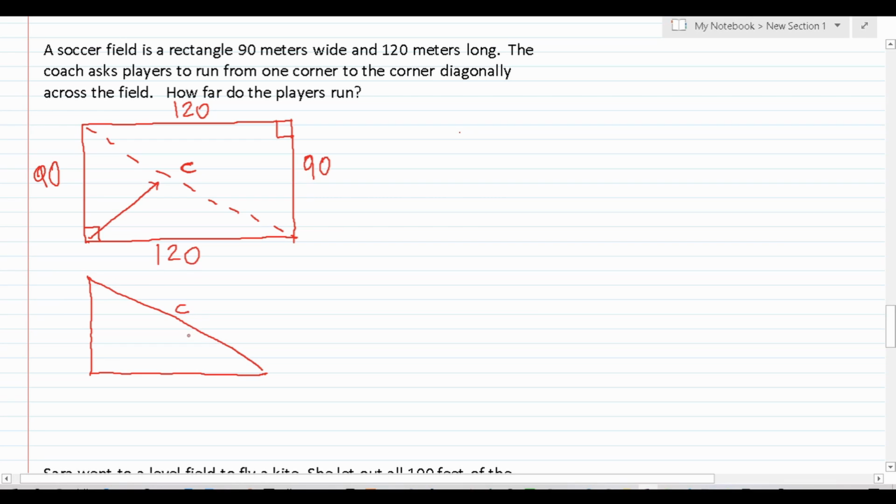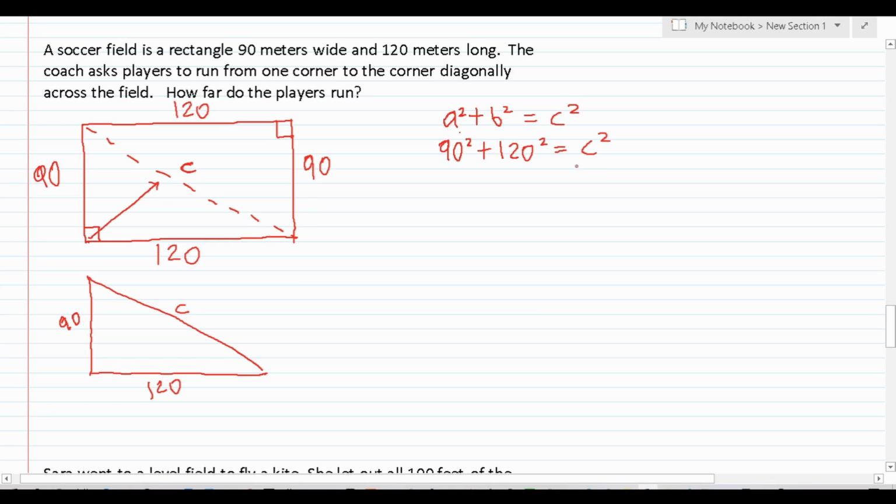Again, this is the diagonal there, C. This is the width of the soccer field, and this is the length. So as you can see, if we slice this soccer field in half, we do get two right triangles. So that said, let's go ahead and plug things into the Pythagorean Theorem now that we can see that we can use that to solve this one. Again, Pythagorean Theorem is a squared plus b squared equals c squared. In this case, we have a and b, and I'm going to let 90 be a, so that's going to be 90 squared plus 120 squared equals c squared.